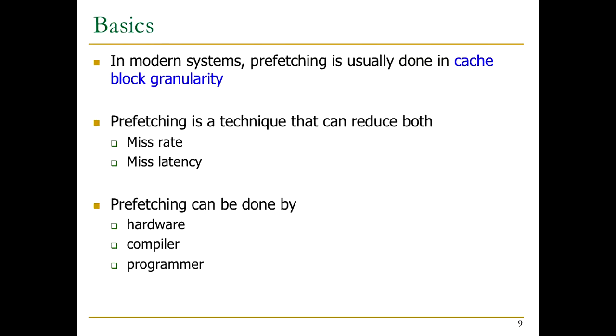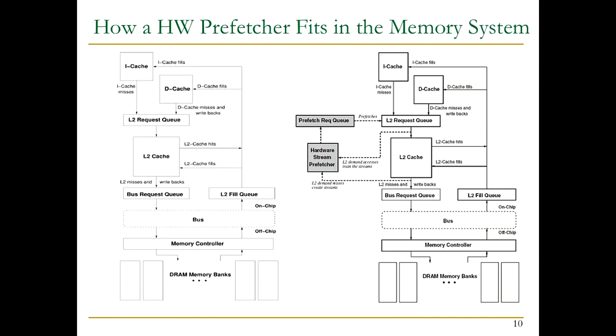You can reduce 1 cycle, 2 cycle, 5 cycle, 10 cycles, 100 cycles, and if you reduce all of the cycles, then you impact the miss rate. And it's obvious, hopefully, prefetching can be done by many entities: hardware, compiler, programmer, in the context of what we're going to examine, but of course at the operating system or server, web server level as well, too.